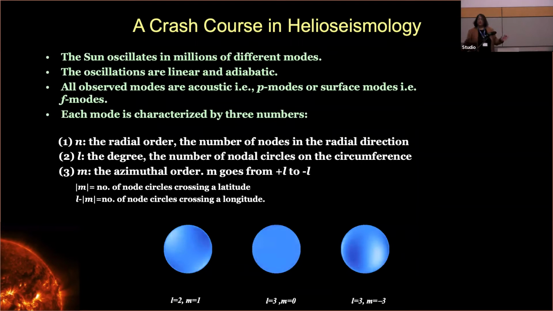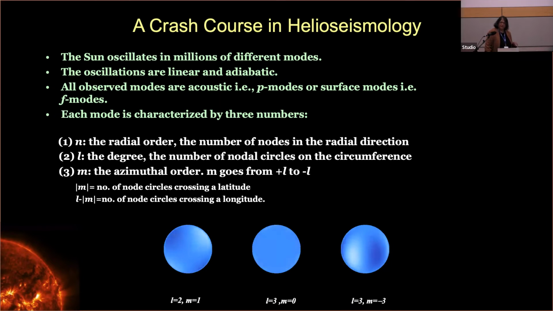Now, before we go on to how we use seismology to study physics, I want to give you a crash course in helioseismology. And I stress helioseismology here because the sun is actually simpler than some of the other stars that we do seismology of. For one, the sun oscillates in millions of different modes, and we've actually observed millions of different modes, okay? The oscillations are linear and to a very good approximation adiabatic. Adiabaticity does break down towards the surface, but we fudge it and take care of it.